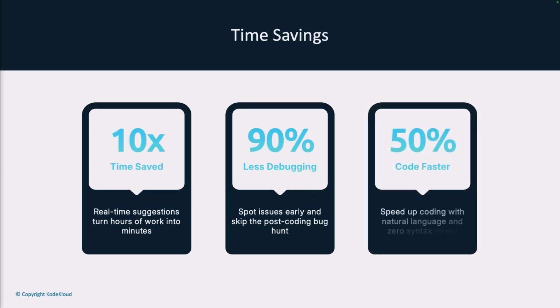Natural language commands allow you to code 50% faster by quickly implementing complex functionality without needing to recall exact syntax or structure. Simply describe what you want, and Cursor helps you build it. These efficiency gains compound over time, allowing you to complete projects faster and take on more challenging work with confidence.